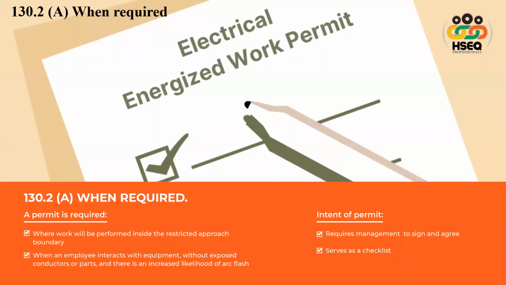When an employee interacts with equipment without an exposed conductor or circuit part, but there is a likelihood of arc flash, then again an energized electric work permit is required. What is the intent of the permit? It requires management to sign and agree, and it also serves as a checklist that you have carried out the required risk assessment, and you accept that this task can be performed live. It needs to be signed by the management, who agree that this work can be performed live.